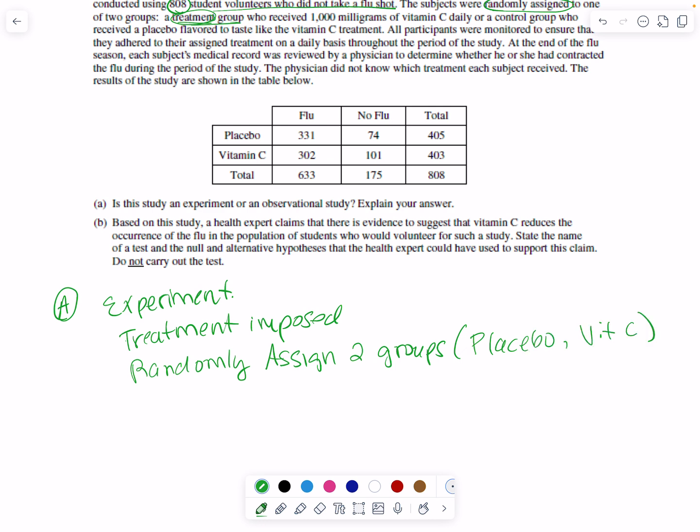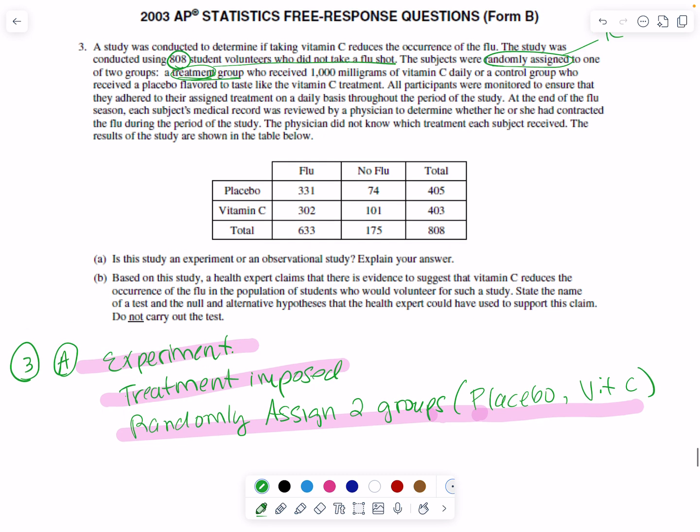Okay, and I'll talk about the scoring here. Basically, I would say a point for saying experiment and a point for saying treatment, and either saying they were randomly assigned to 2 groups, or you could say that they had 2 treatments. I'm going to make that 1 line, so that would be 3 total points here. All right. And then you continue to read on and it gives you the data.